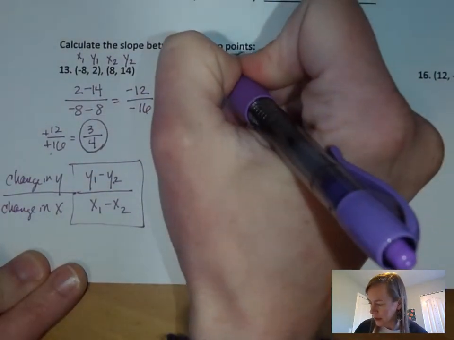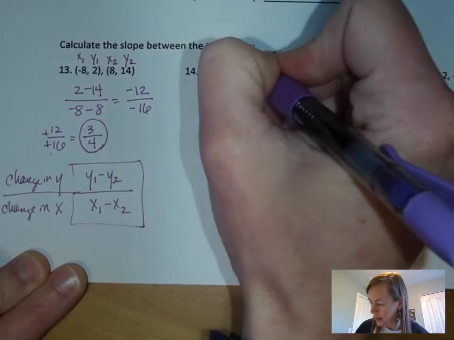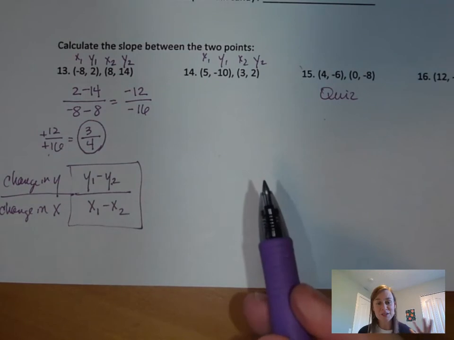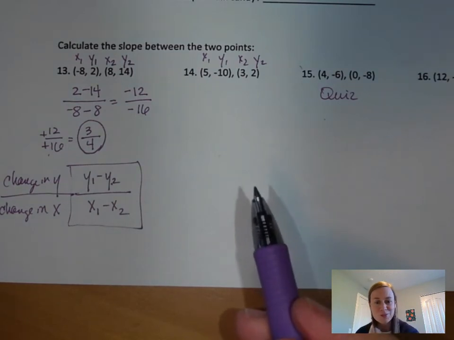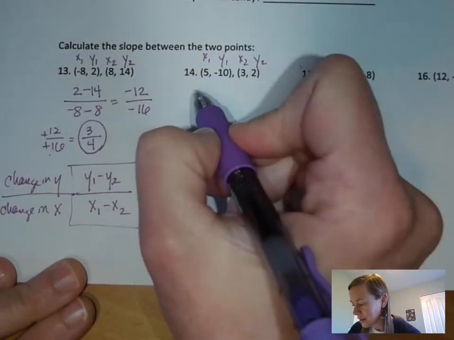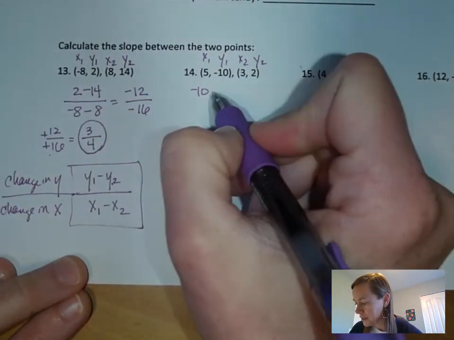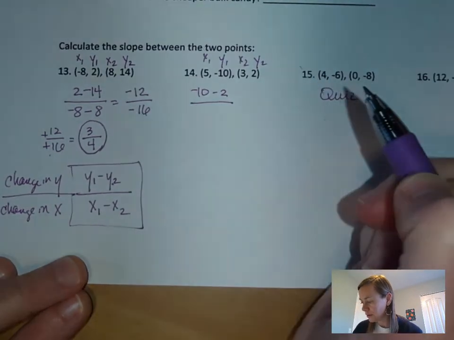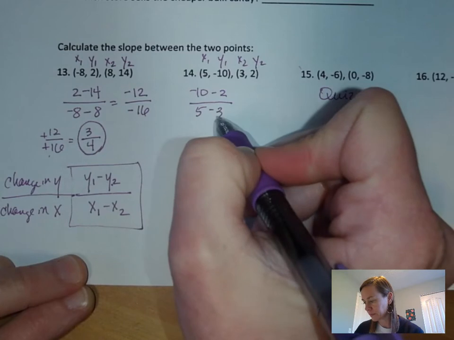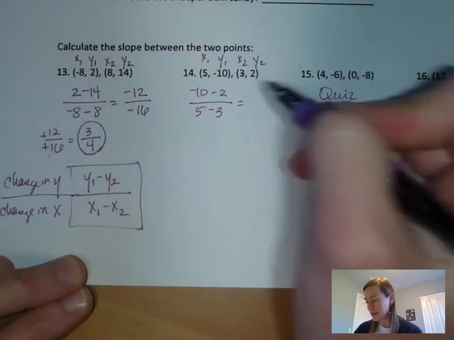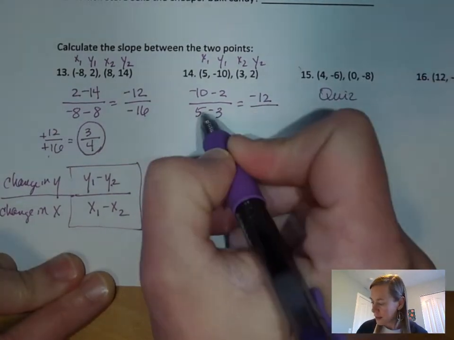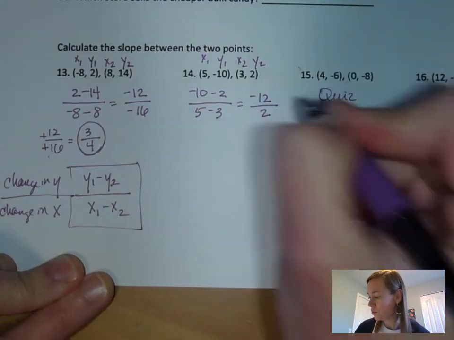So again, we have x1, y1, x2, and y2. So let's do our y's first. Make sure those y's go on top, because it's rise over run. We always need those y's to go on top. So negative 10 minus 2 over 5 minus 3. All right, so negative 10 minus 2 is going to be negative 12. And then 5 minus 3 is going to be 2.